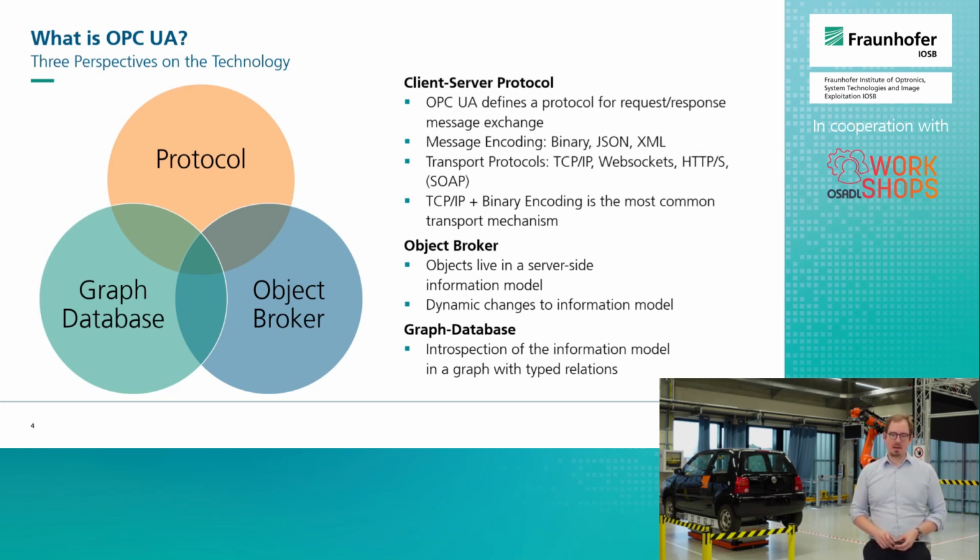And last but not least, OPC UA is a graph database, because everything that is described in an OPC UA information model can be introspected. We can explore the information model at runtime. And so all these objects and their children and relations and type instance indications, etc., can be explored by taking on this view on OPC UA as making a graph database available over the network.